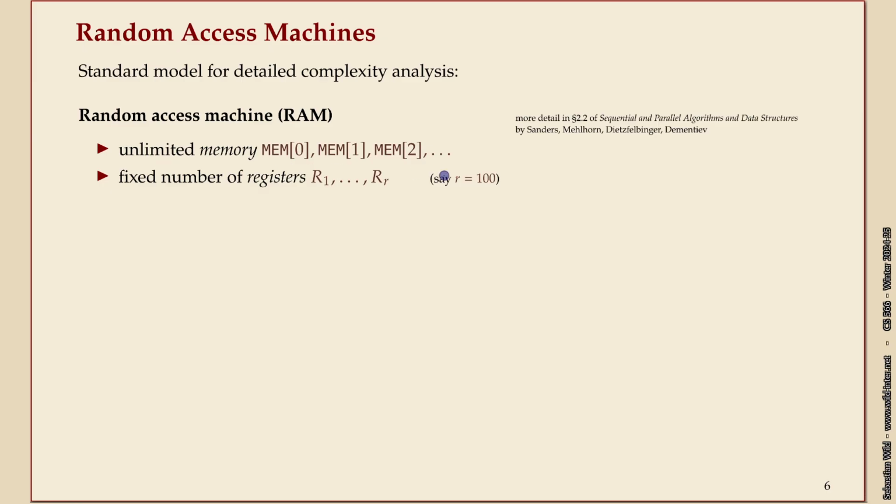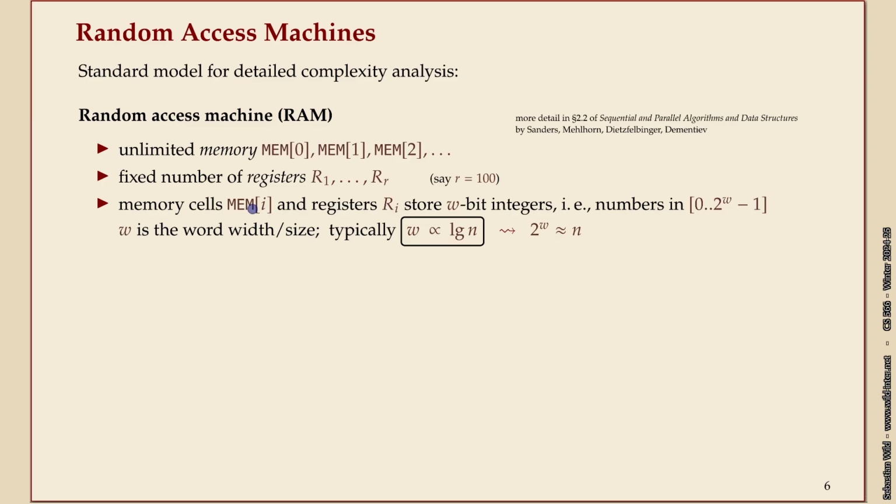Okay, one really big memory with cells of numbers, a fixed number of registers, say 100. The number doesn't matter too much, but it doesn't grow. And then each of these memory cells and registers stores an integer with w bits. And crucially, this parameter w also grows with the input size. That's a key assumption of the model, and that's what makes it sensible. Even though it feels strange to have a machine grow with its input, this is historically what happened to computers. So it's not so absurd after all.